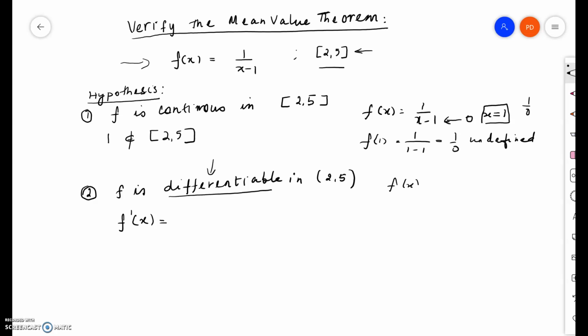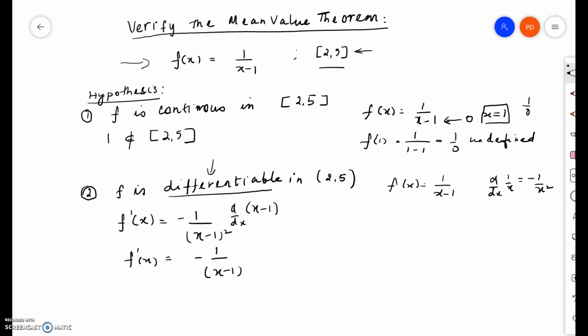So f of x is equal to 1 over x minus 1. d by dx of 1 over x is negative 1 over x squared. So d by dx of 1 over x minus 1 is negative 1 over x minus 1 the whole squared. And we are using the chain rule here, d by dx of x minus 1. So f prime of x is equal to negative 1 over x minus 1 the whole squared. d by dx of x minus 1 is just 1. So now this is the derivative.